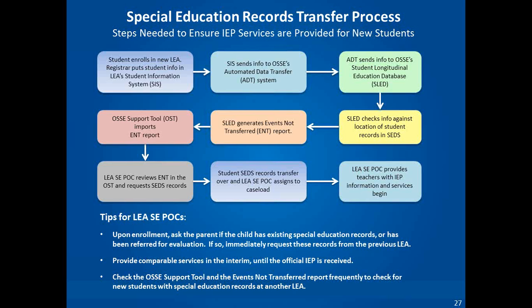So if you're not able to get that information outright, checking the ENT report on a regular basis will be the way that you find out if the student really does have SEDS records. And if you find out they do have an IEP, you need to provide comparable services in the interim until you're able to get that official IEP transferred over.